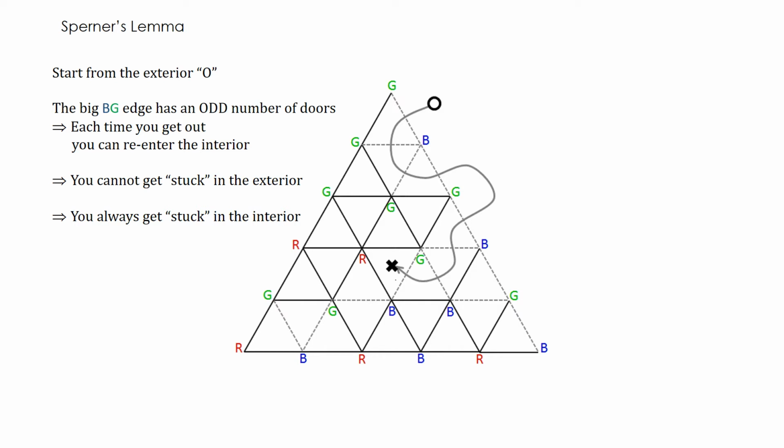So this is where you got stuck. This triangle must be an RGB triangle. Why? Because you entered the triangle through a GB door, and since you cannot exit the triangle, the third vertex has to be an R vertex. Therefore, this is an RGB triangle.